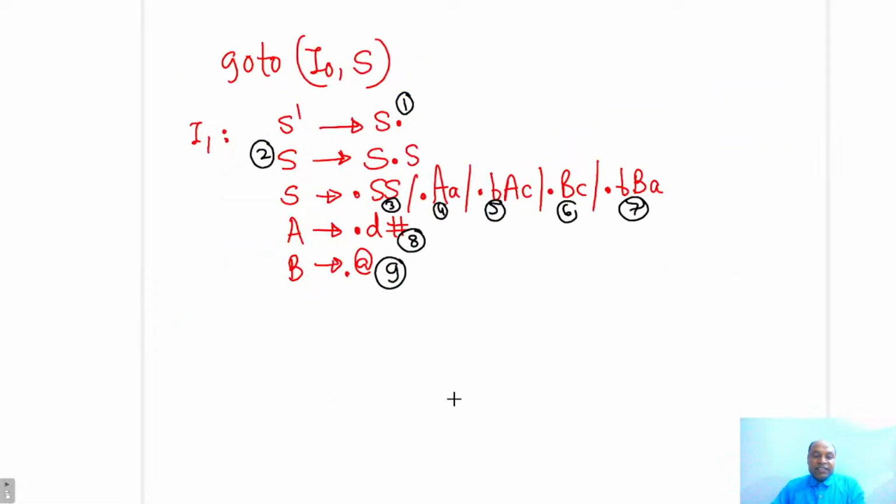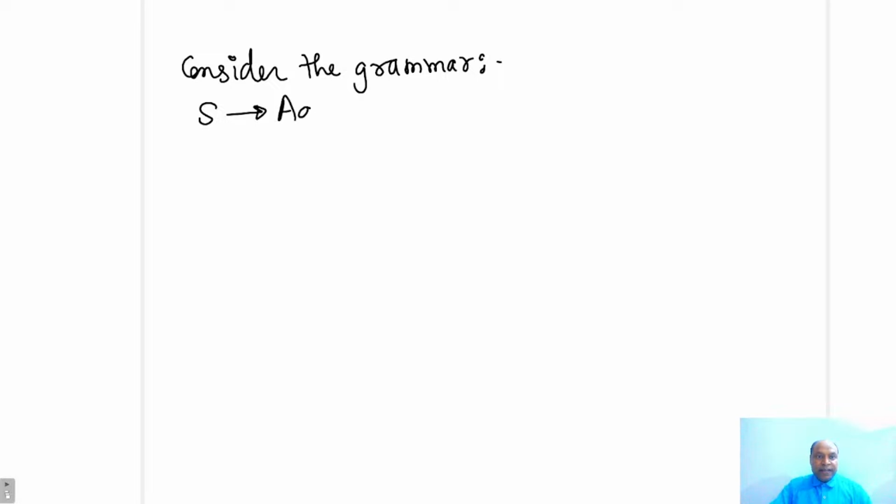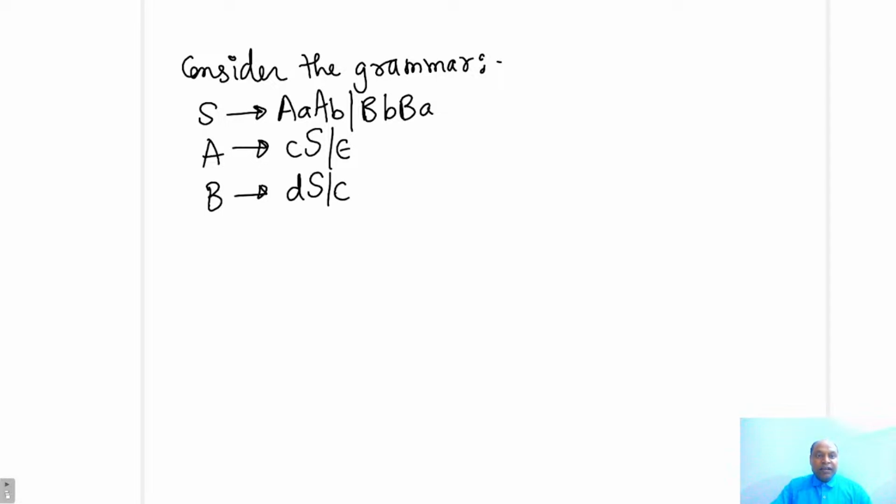Now the next question is again related to compiler design. The question is: consider the grammar, and we need to identify the first and follow of the given grammar. S production: AA, AB or BB, BA. A production: small c capital S or epsilon. B production: small d capital S or epsilon.